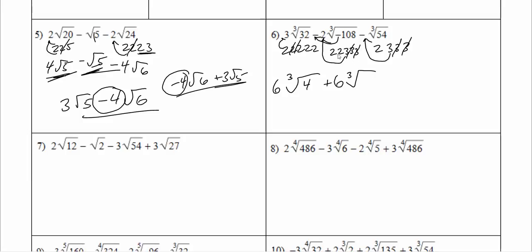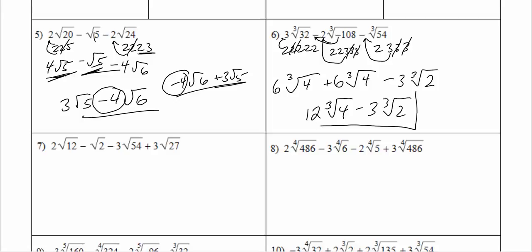All right. And then what happened? I left 2 2's inside, so 4's left in there. And then this one here, I brought out a 3, which makes it just a 3. And then what I leave inside, I left just a lone 2. He's a lone member right there, a lone member of the band. 6 plus 6 is 12, third root of 4, minus 3, third root of 2. Again, order doesn't matter, but that is your simplified answer.